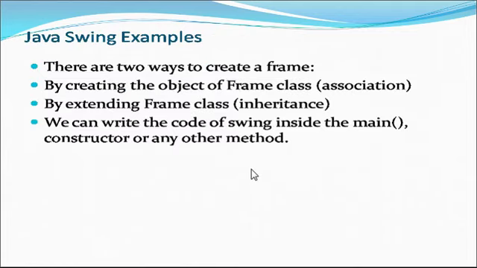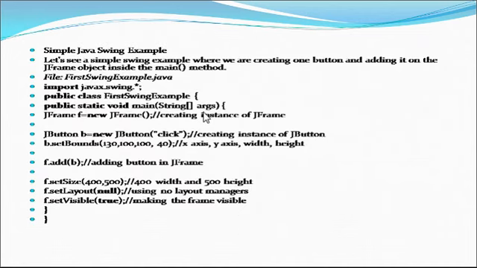There are some examples that describe how to create a frame in Swing. There are two ways to create a frame. First is by creating an object of the frame class, so we can create a frame using only the frame class. Second is we can extend the frame class. Let's take an example. Simply, we create a frame using the frame class.